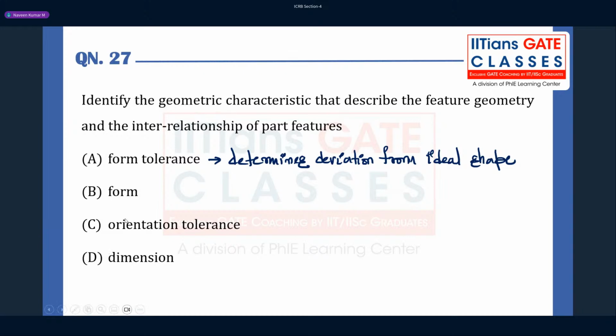So what is the question? Identify the geometric characteristics to describe the feature geometry and interrelationship of the part features. This is nothing to do with the internal part features and all, right? Okay, I'll write an example here. The example is flatness and cylindricity. Better I'll write those two things, we'll understand what I'm trying to say. Okay, so this is flatness or cylindricity. Example, and so on.